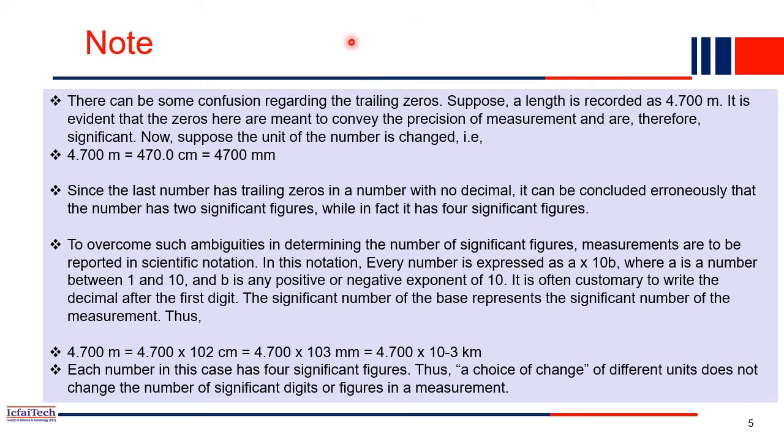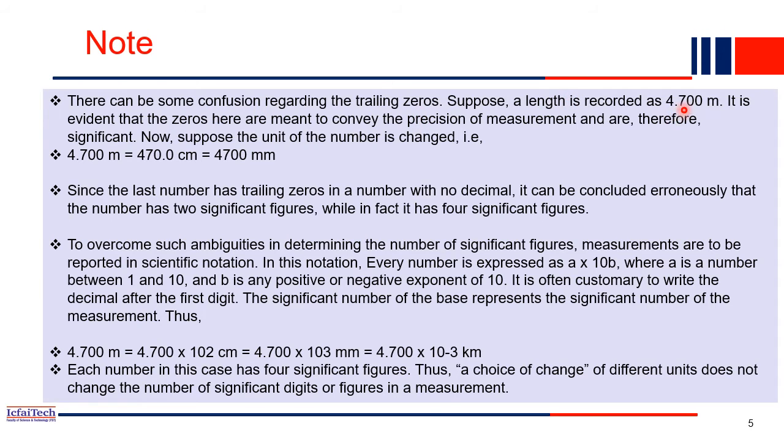So on that paper, how many digits will be recorded, which digit will be reliable, which digit will be unreliable. These are very important for the survey. That's why we are studying all these general conventions and rules in detail. Some note points: there can be some confusion regarding the trailing zeros, as I mentioned.